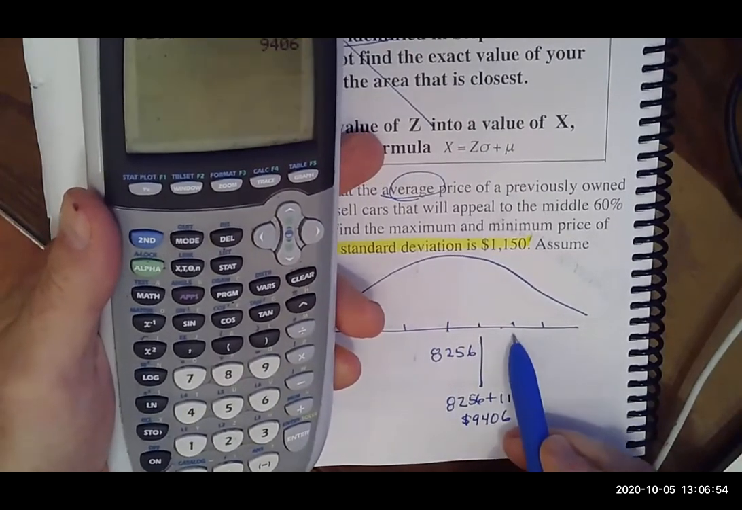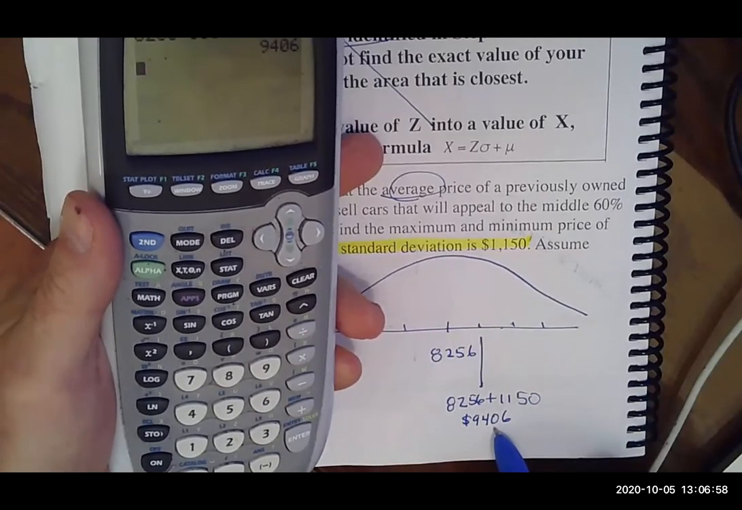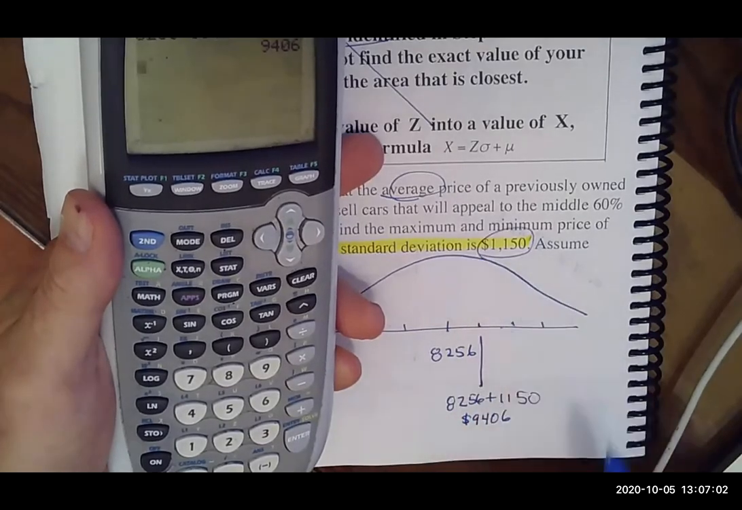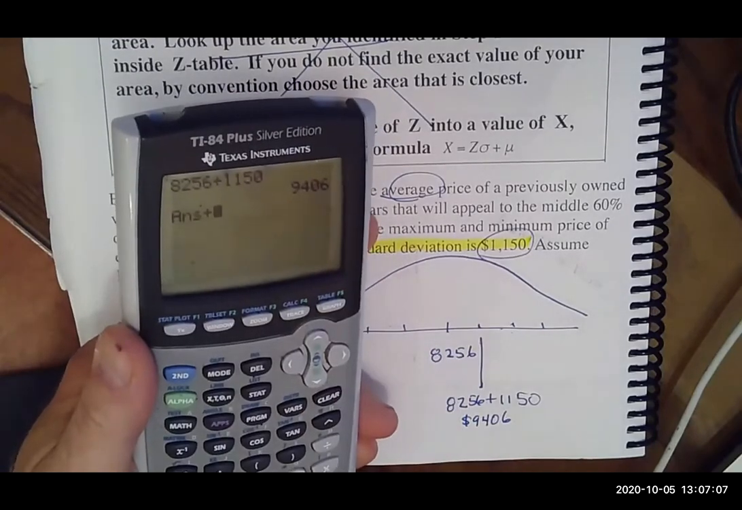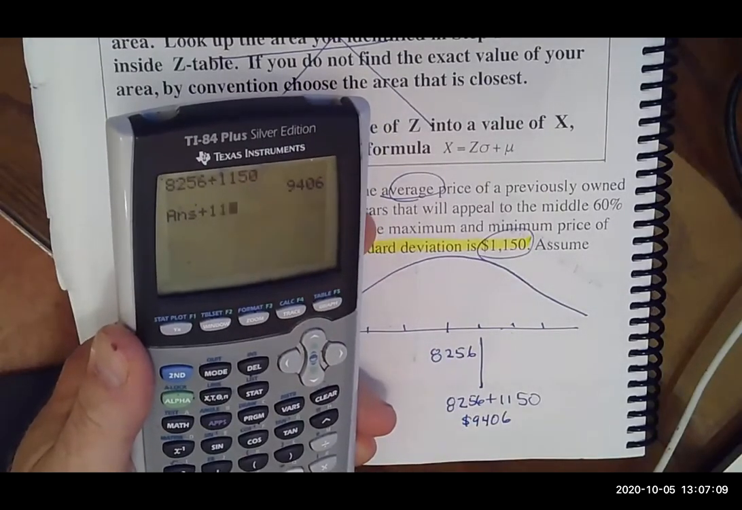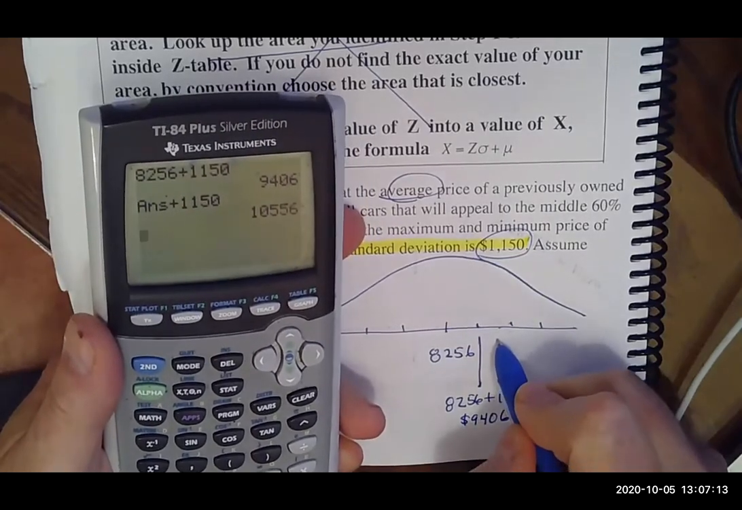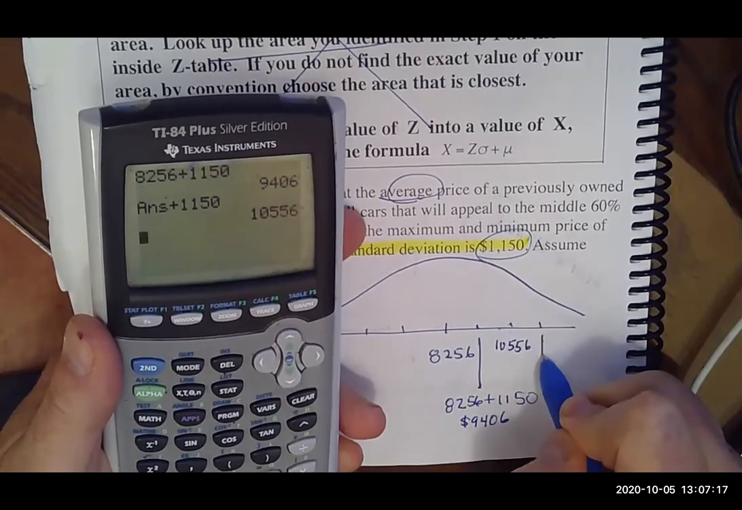9,406. This one here is going to take that number 9,406 and add another 1,150. Okay, so this is 10,556, and finally that one there.